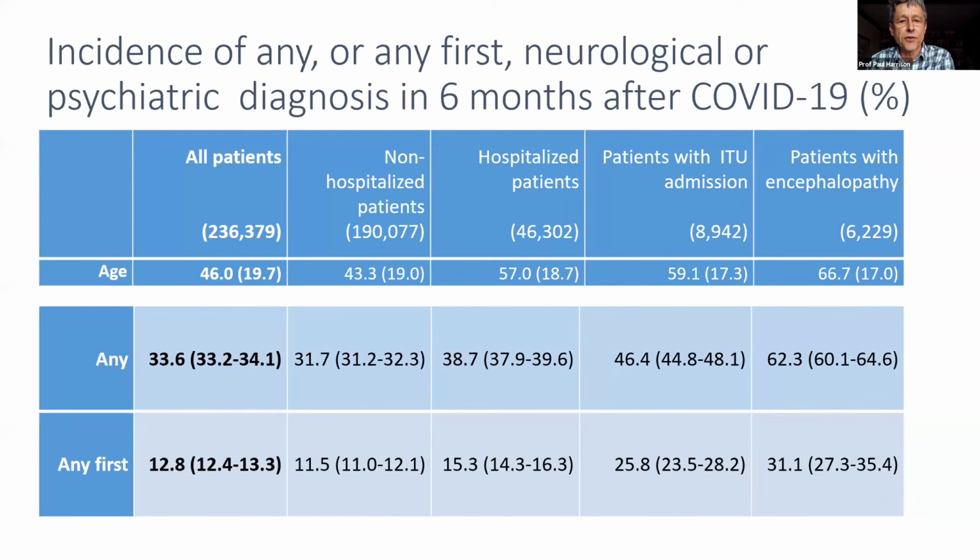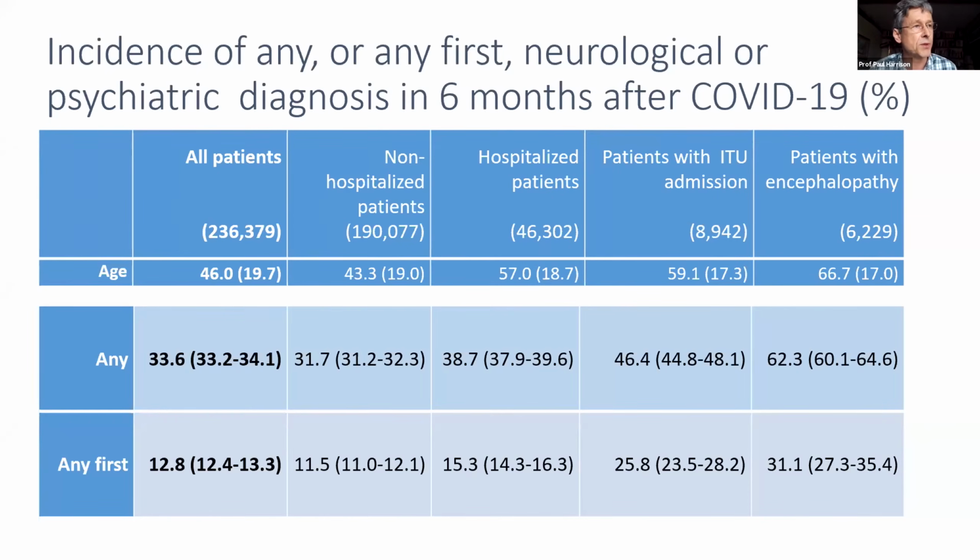If you then read across the rows as the cohorts become more severe, you can see that the incidence of these diagnoses goes up quite considerably. So that patients who, for example, had needed admission to intensive care had almost a 1 in 2 chance of being given a neurological or psychiatric diagnosis during that time.